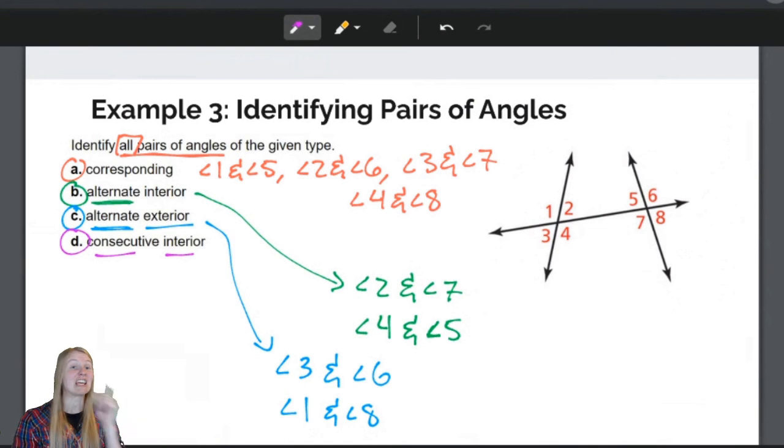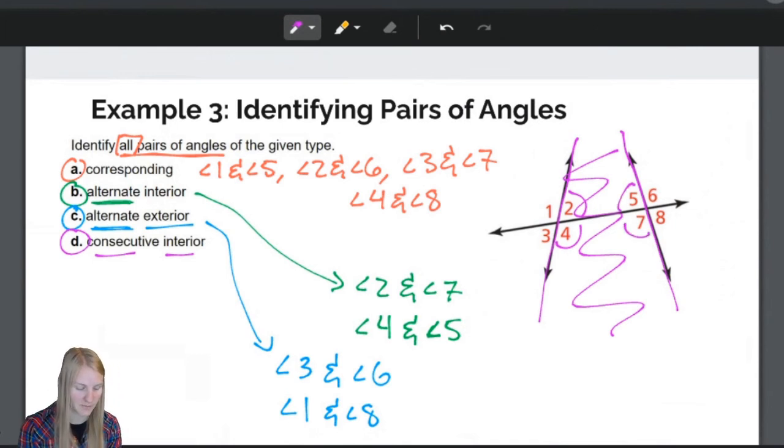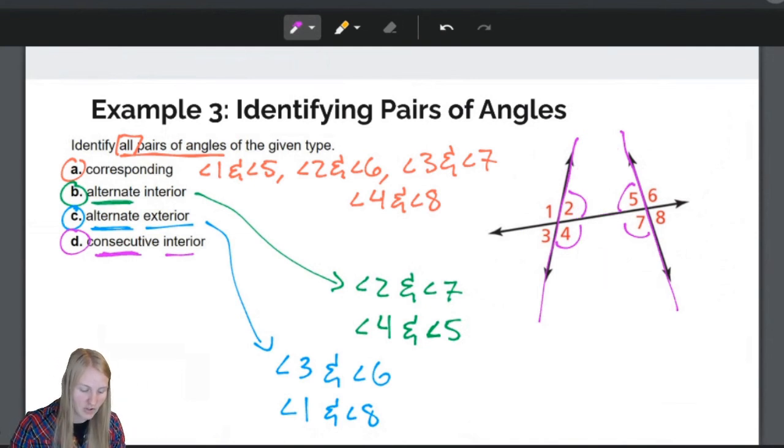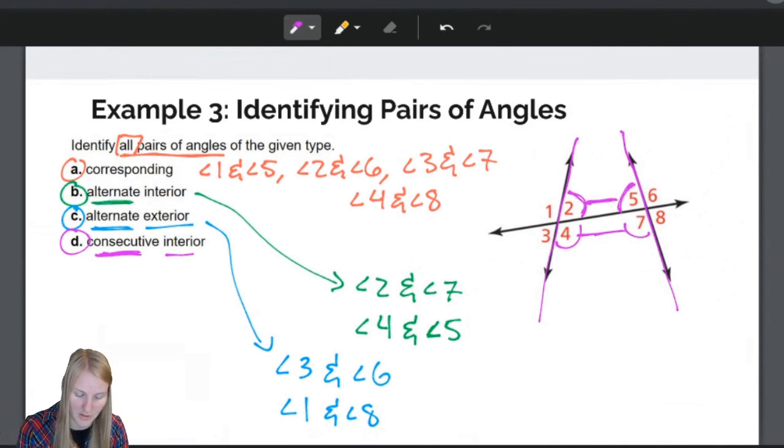Lastly, consecutive interior. Interior means I'm going to be inside, in between the two lines again, which means I'm looking at these angles again, 2, 5, 4, and 7. But remember, I need to be consecutive. I need to be one right after the other. Consecutive means on the same side of the transversal. They're not alternate interior, they're consecutive interior. So, you want them to be on the same side of the transversal.